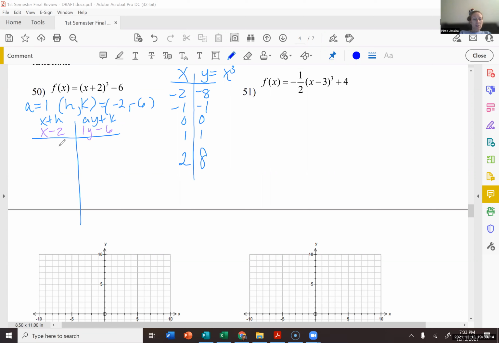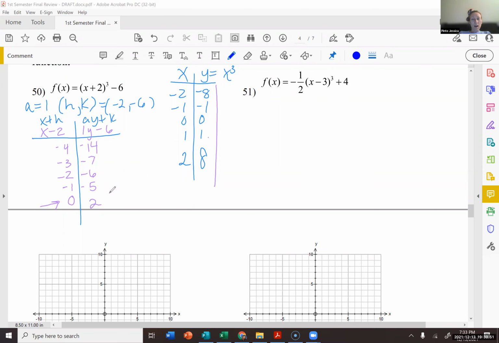So -2 minus 2 is -4, -1 minus 2, -3, -2, -1, and 0. So that's really cool. That's going to be my Y-intercept. And then -8 minus 6 is -14. So again, I'm using these Y values. -1 minus 6, -7. 0 minus 6, -6. +1 minus 6, -5. And then 8 minus 6 is +2.